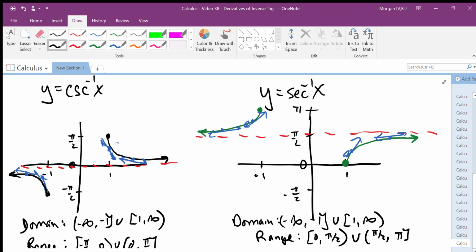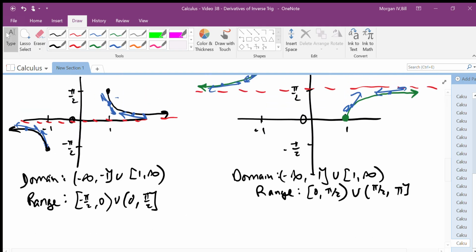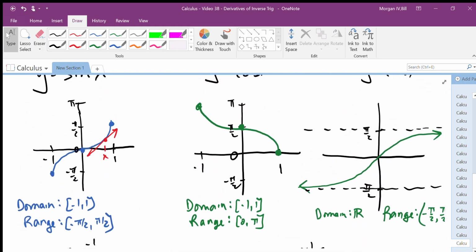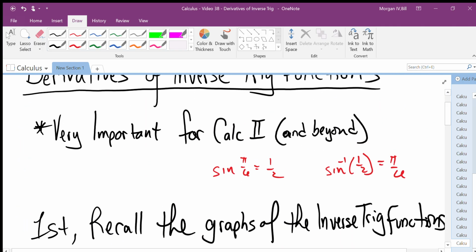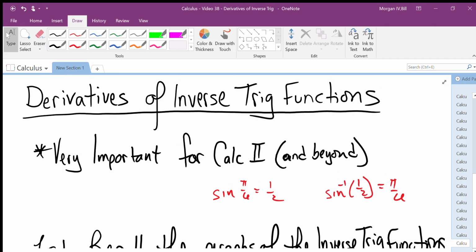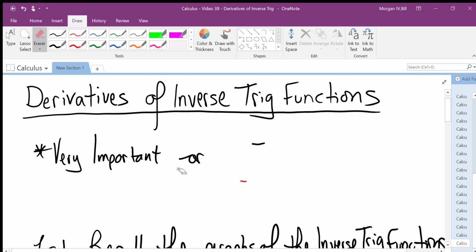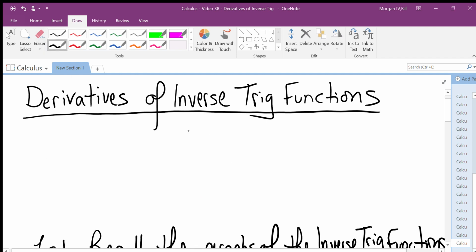All right, and finally, one last recollection. I did not give myself enough room. Let's see. Why don't we just go back up here? All right, let's do y equals inverse cotangent of x.